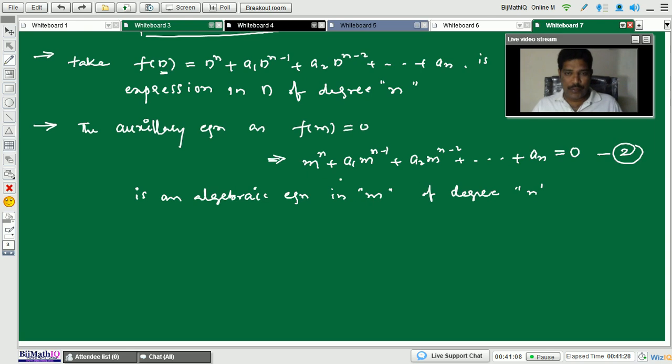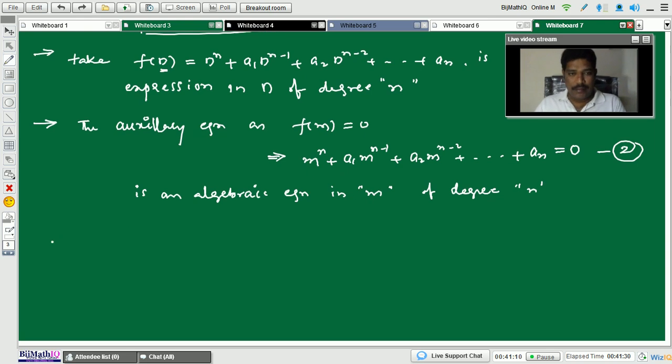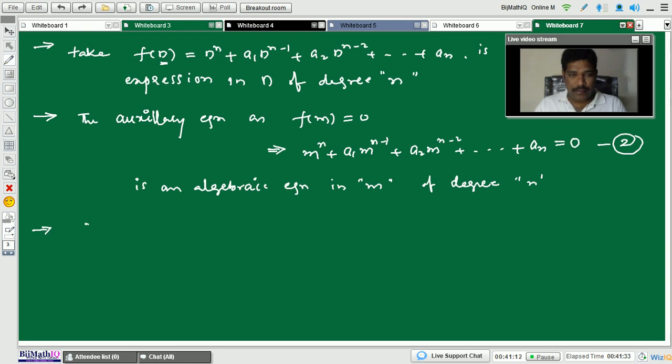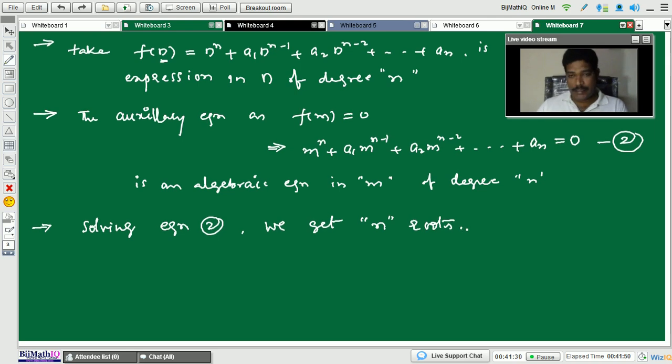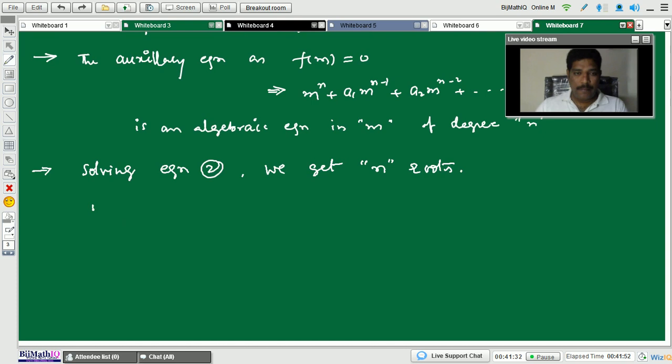So if you are solving this equation 2, we get n roots. But then there arise 2 cases.